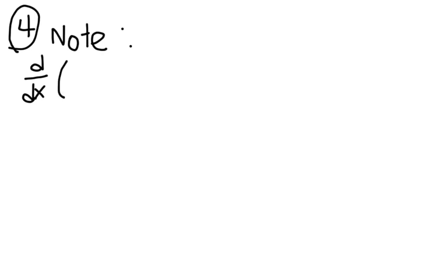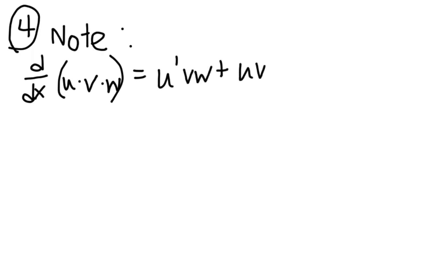Okay, number 4. This one is a little bit sneaky because I need to tell you a rule that we didn't really, we did kind of look at it the day we did the worksheet with the cow on it. Memories. But the derivative of u times v times w, so this is like the triple product rule, is equal to u prime vw plus u v prime w plus uv w prime.